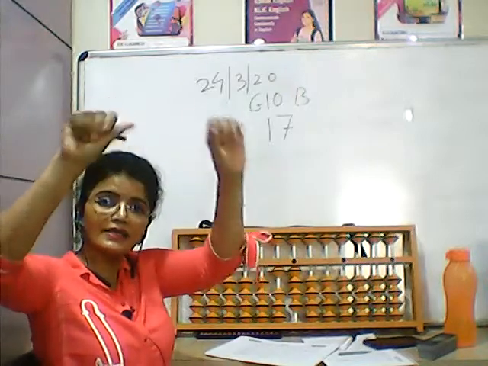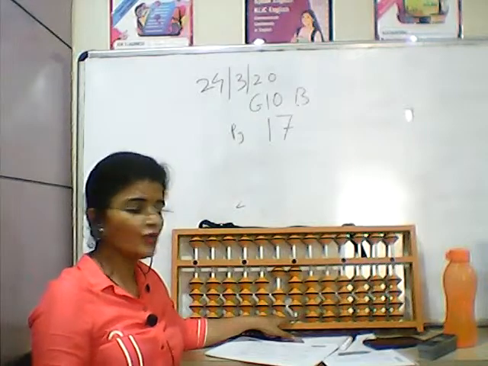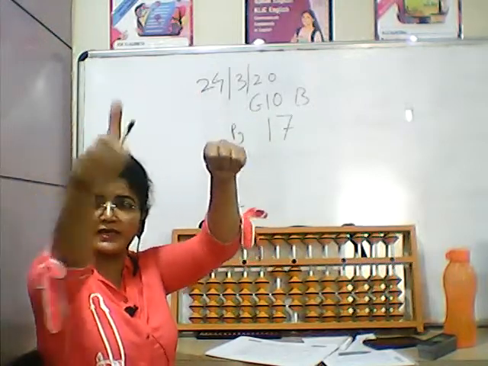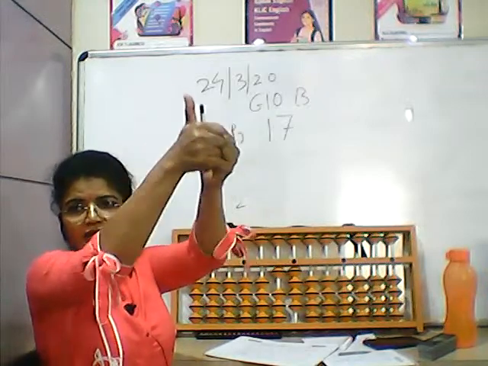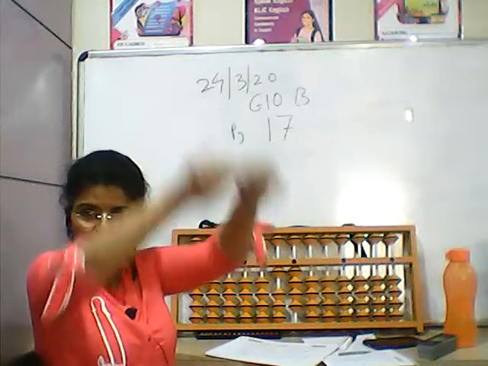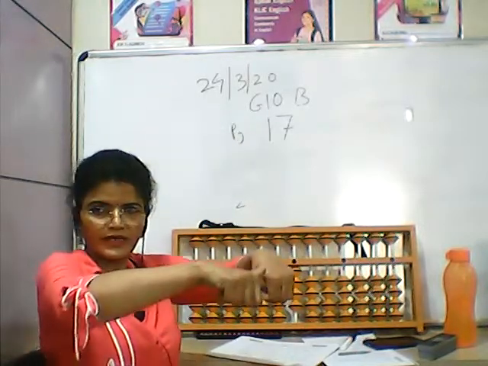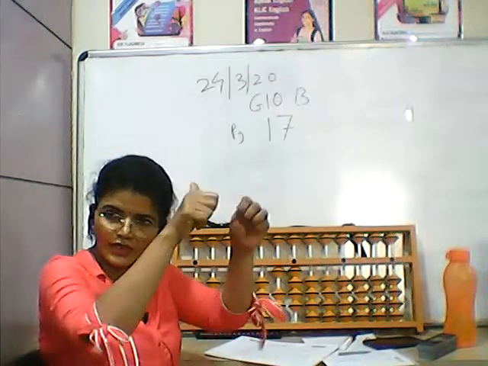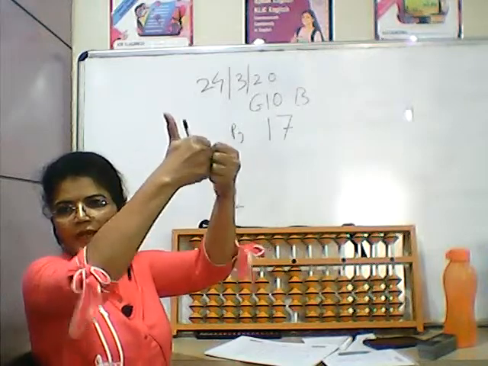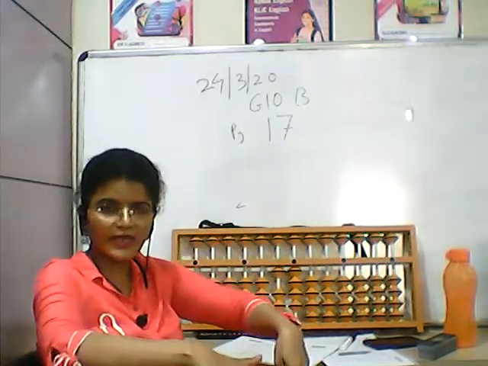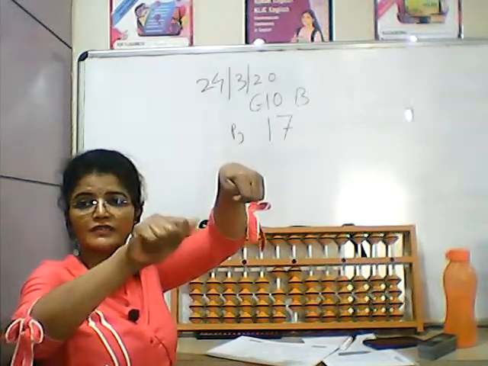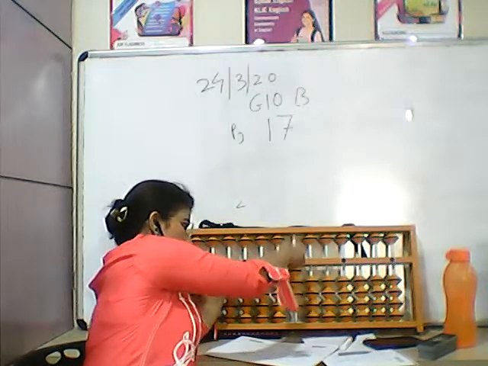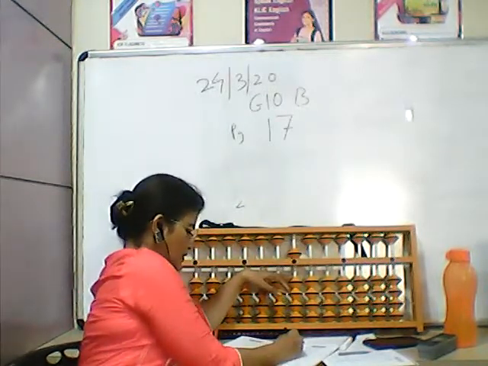Minus 9. Can you minus 9 directly? No. Can you minus 10? Yes. So take the help of big friend 10. 9 ka friend plus 1. So minus 10 plus 1. Plus 1 to nahi hai. So mix complement. Minus 10 plus 5 minus 4. 10 down, 5 down, 4 down. The answer is 5.